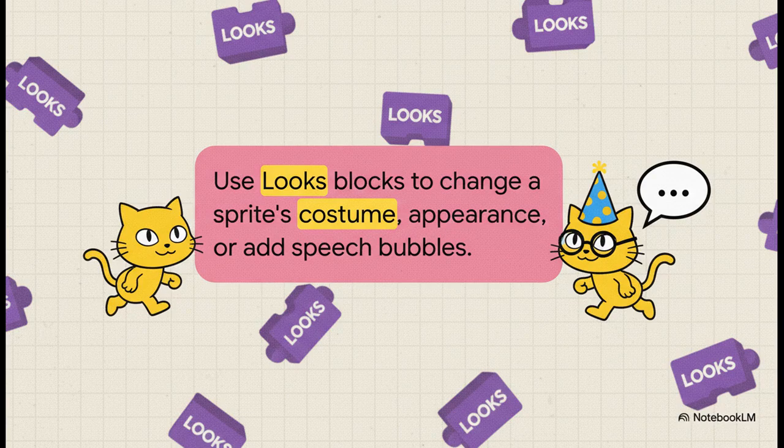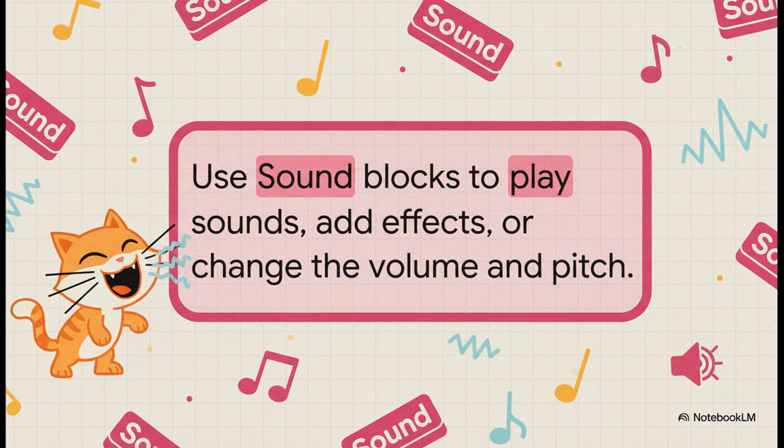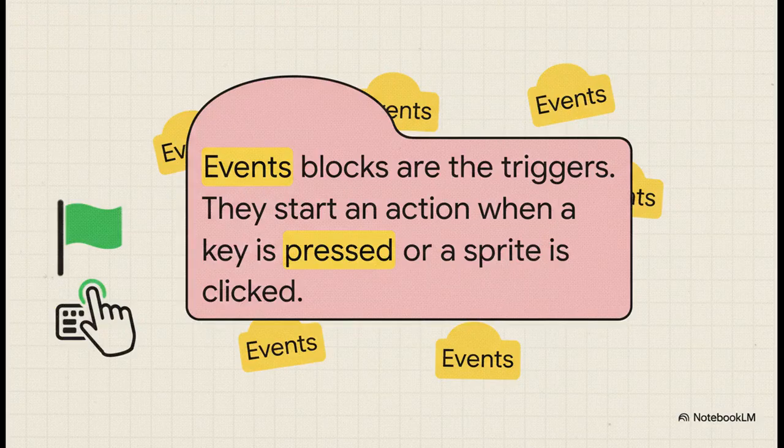Now to add another layer of life to it, you've got the magenta sound blocks. These let you play sound effects or music, adding an audio dimension that can perfectly match the action on the screen. But how does the code know when to start? That's the super important job of the yellow events blocks. These are the triggers. They tell your code to run when something specific happens, like when you click the big green flag or press a key on your keyboard.